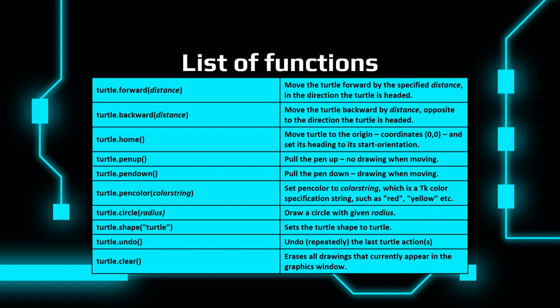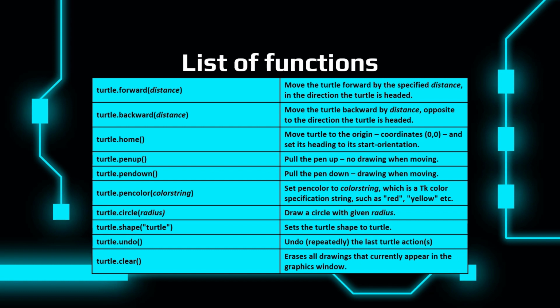Turtle.penup() is when you pull the pen up, no drawing when moving. Turtle.pendown() is when you pull the pen down, drawing when moving. Turtle.pencolor(color string) is when you set the pen color to color string, which is a Tk color specification string, such as red, yellow, etc.